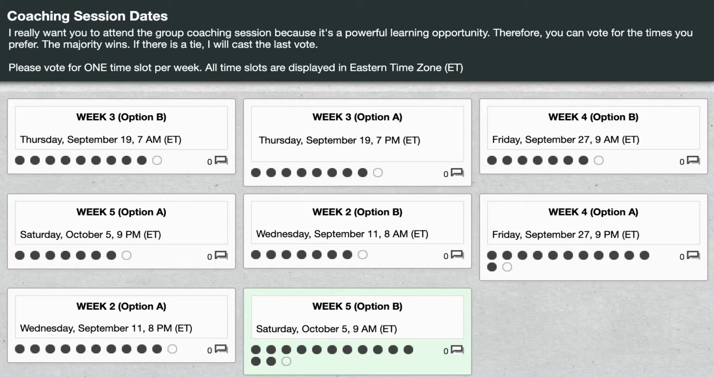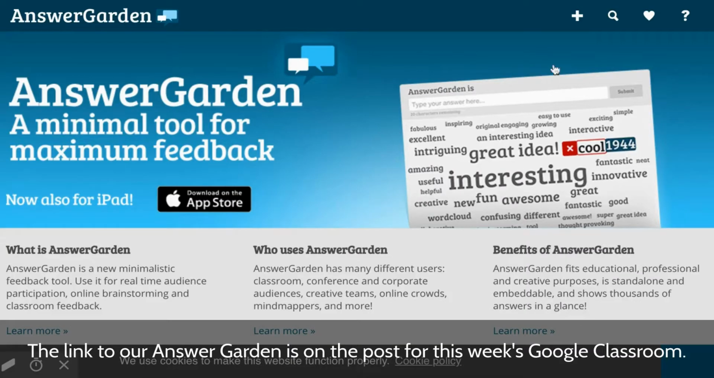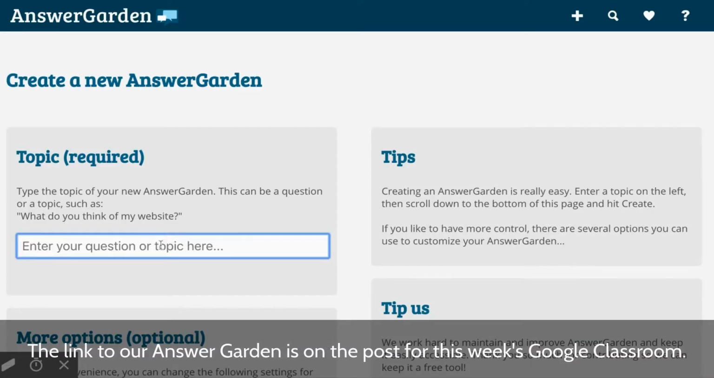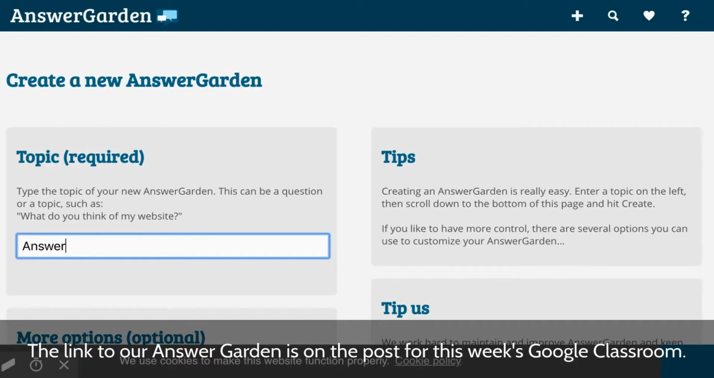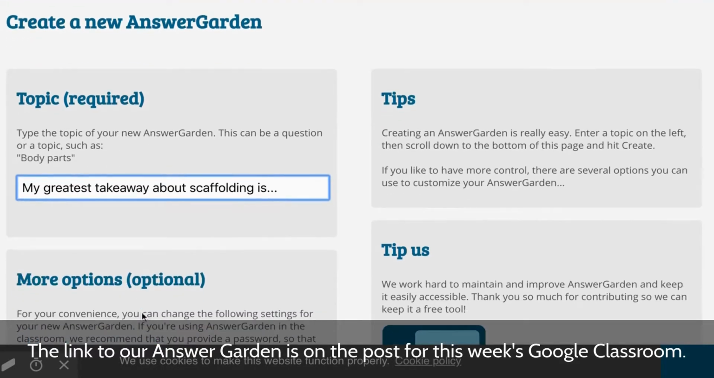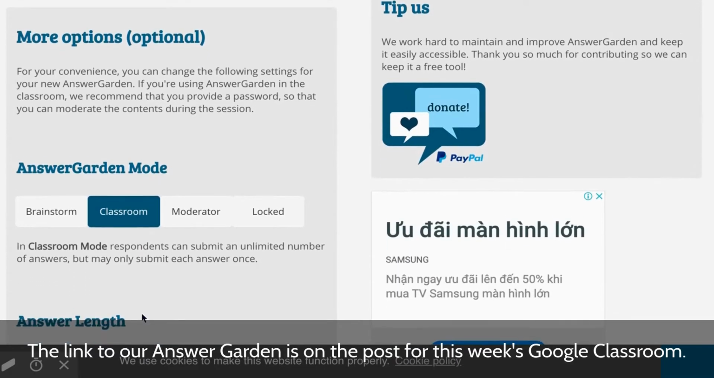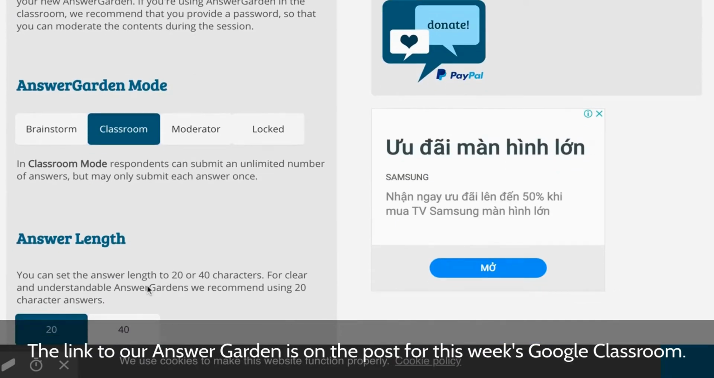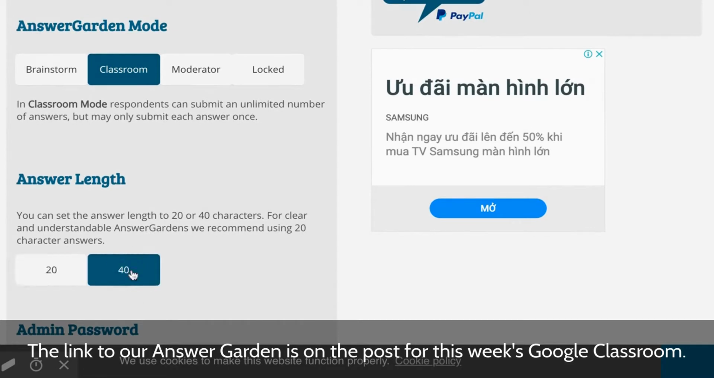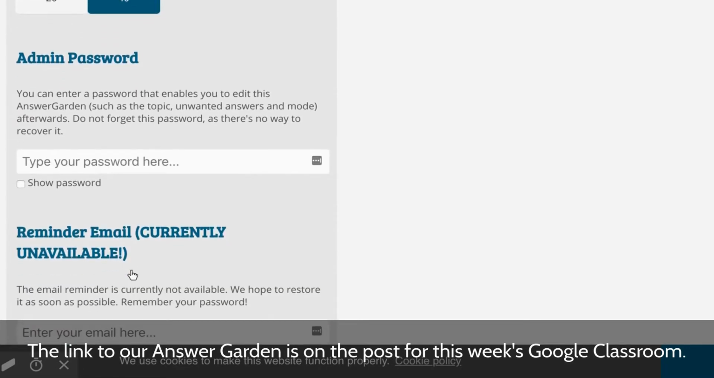Do you remember how we collaborated on Dotstorming? I'd like to show you another collaborative tech tool. With Answer Garden, you can set a question like, my greatest takeaway about scaffolding is... The participants are given up to 40 characters to answer. Answer Garden will then produce a word cloud. Please complete this Answer Garden and I'll show you next week our collective word cloud.